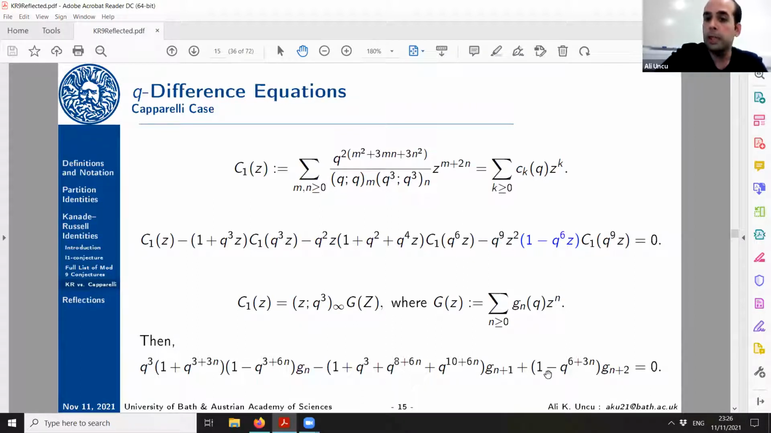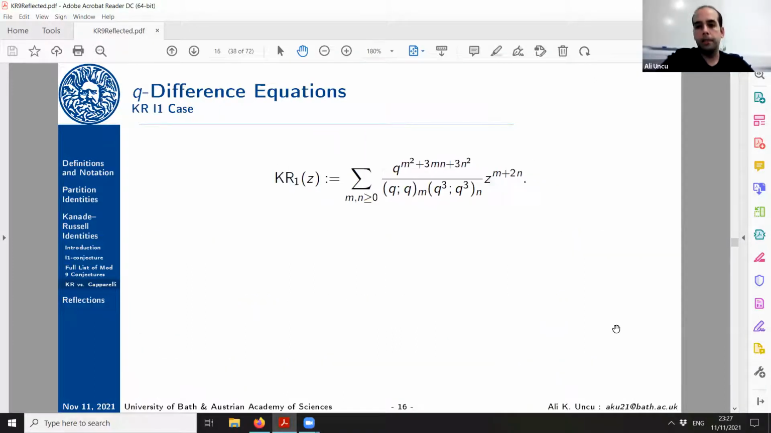So you see that there are pieces in the q-difference equation as well as in the q-recurrences that kind of hint what the substitution should be. Let's look at the Kanade-Russell case. So here's the same thing. I am putting the same statistic, which is still the number of parts of the partitions that we construct. And this has to satisfy one of these q-difference equations due to the terms being holonomic.